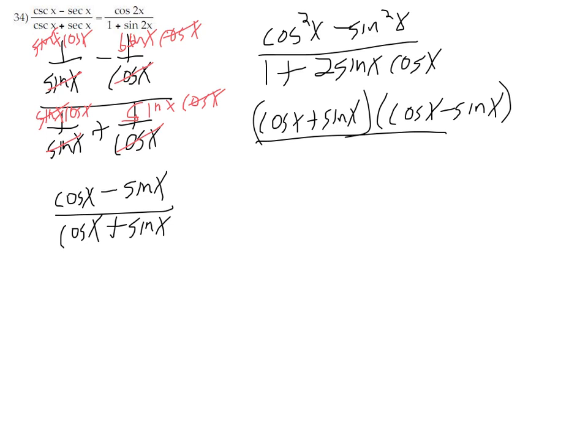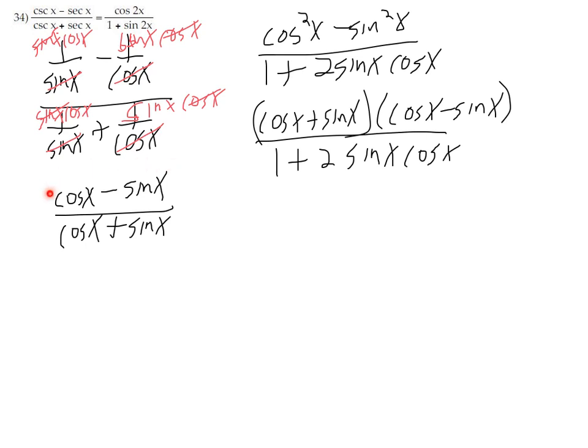Alright, so we have 1 plus 2 sine x cosine x. Now the right side, I just do not see how that's going to work out to be the left side. So I'm actually going to continue working on the left side a little more. Sometimes you end up doing this. You try one side, you try the other side, you just keep trying to find a way that they connect.